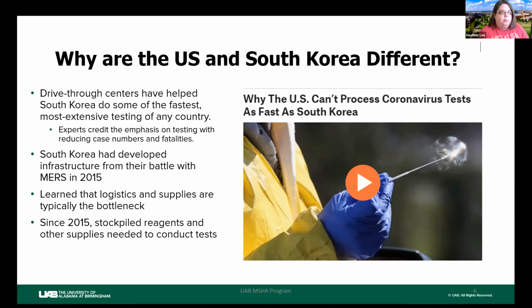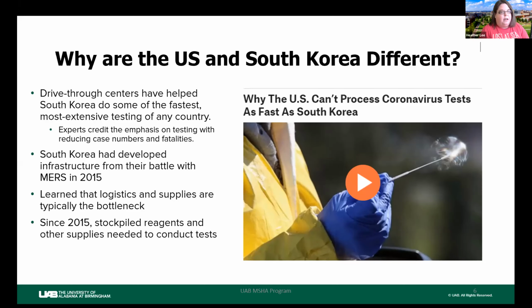South Korea had MERS, which is actually relatively similar, another respiratory virus. They had battled an outbreak of MERS in 2015. At the time, only the South Korean version of the CDC was doing the testing, and they too saw similar challenges to what we're seeing now.